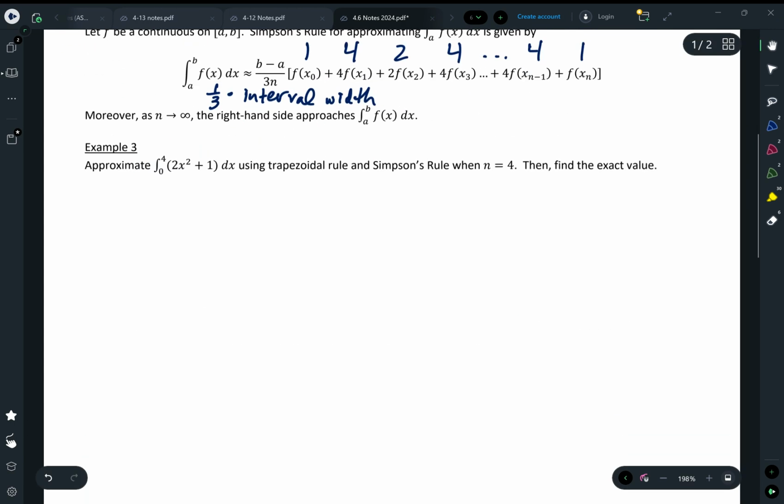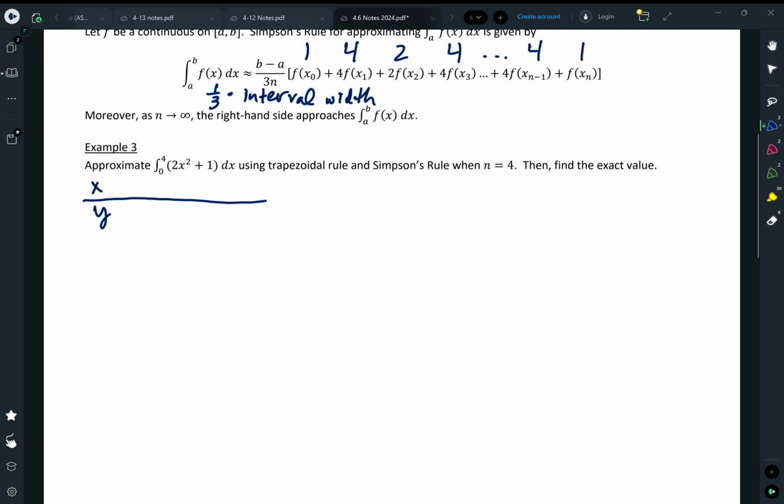All right, so we are now going to go through and we're going to approximate the area under this curve. We're going to approximate this integral using the trapezoidal rule and Simpson's rule when n is 4. So the first step is I like to make a table. I don't want to have to plug into this function over and over again and keep rewriting 2x squared plus 1. So let's see, I want to go from 0 to 4, and n is 4.